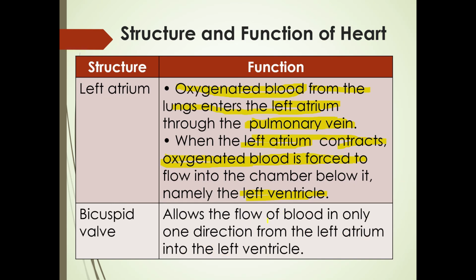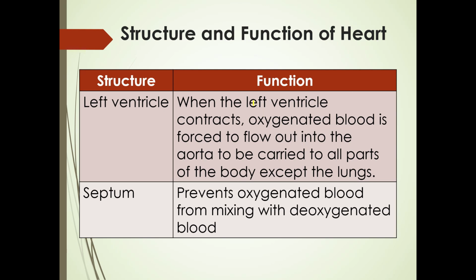This one I also already explained. They have the bicuspid valve. It prevents the blood from flowing back, or you can say it allows blood to flow in only one direction, from the left atrium into the left ventricle. When the left ventricle contracts, the oxygenated blood is forced out into the aorta, to be carried to all parts of the body except the lungs.